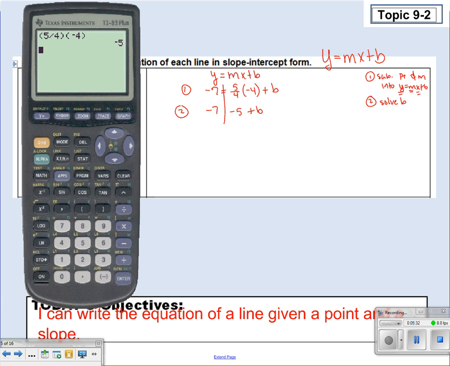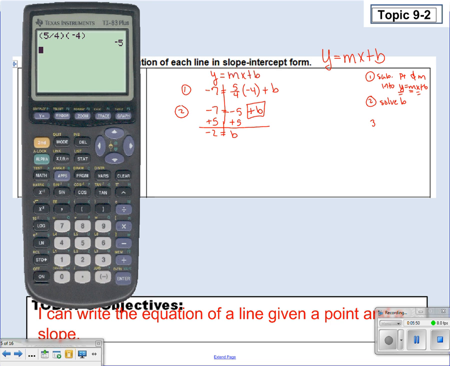Now we're going to solve for b. We'll box our b. We need to do the opposite of the number not in the box. That's the -5, so we add 5 to both sides. And we have -2 is equal to b. We have now solved for b.